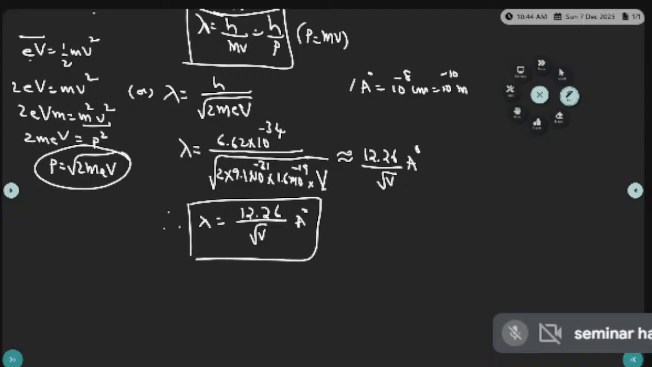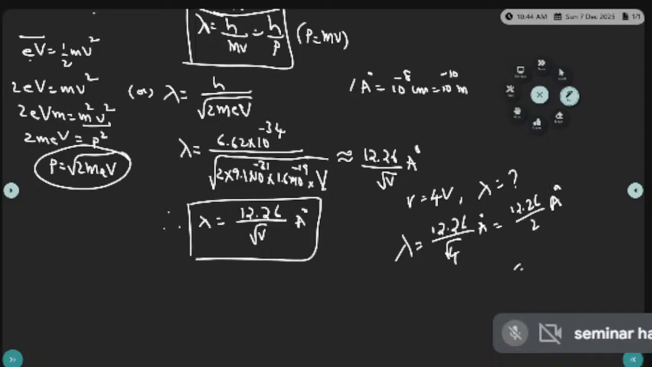So V stands for potential. When an electron is under some potential, how much wavelength is the electron going to possess? For example, if the voltage is 4 volts, the corresponding wavelength is lambda equal to 12.26 by root 4 angstrom, which is 12.26 by 2 angstrom, about 6.1 angstrom. So for this potential, the wavelength is 6.1 angstrom. Understood?